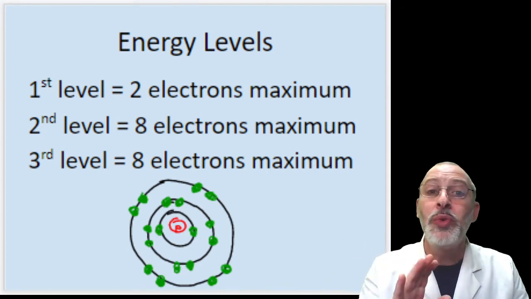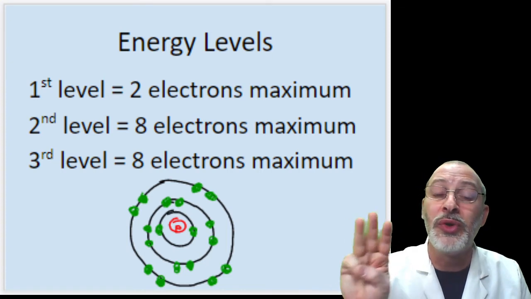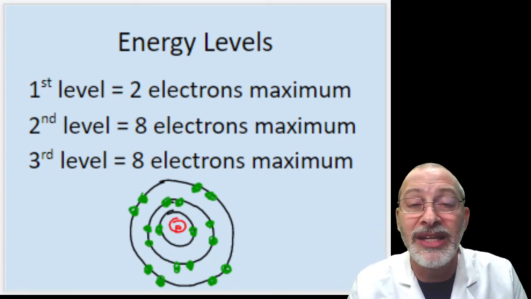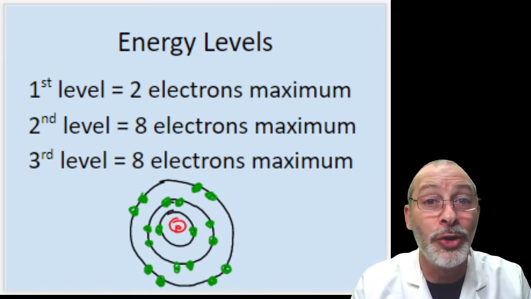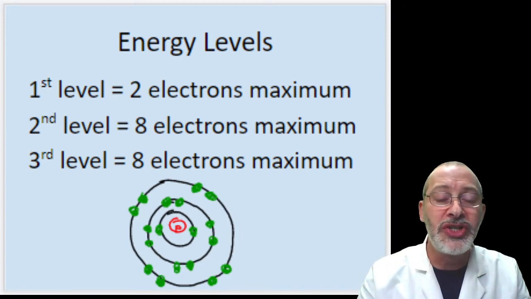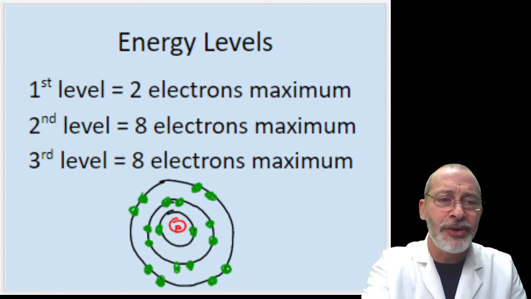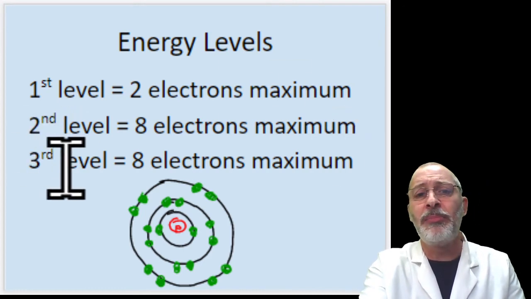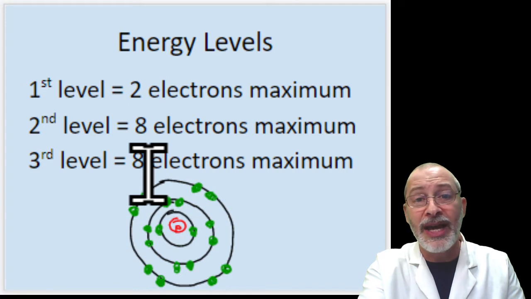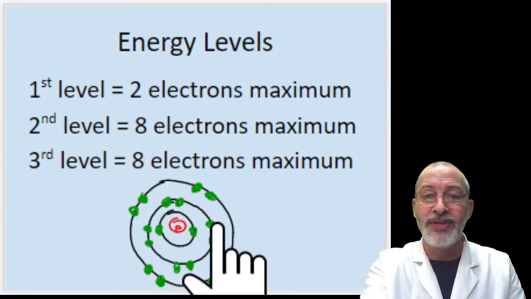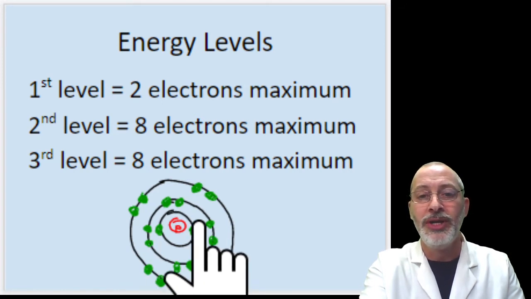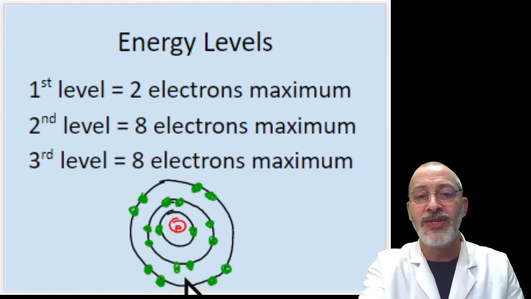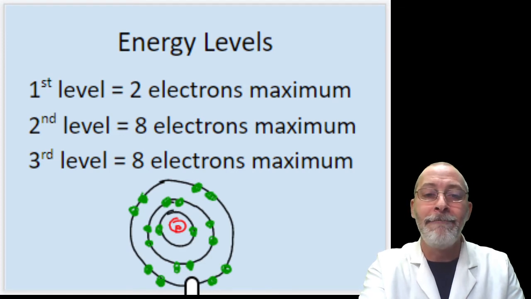This year in 8th grade, we're just going to stick with the first 3 energy levels. I'll let you wait until you get to high school before you learn about the 4th, 5th, and 6th energy levels, because it gets a little bit more complicated, but by then you'll understand it a lot better. The second energy level has a maximum seating capacity of 8 electrons. So in this diagram, the second energy level here, how many seats are available? 1, 2, 3, 4, 5, 6, 7, 8. Second energy level, 8 electrons maximum.